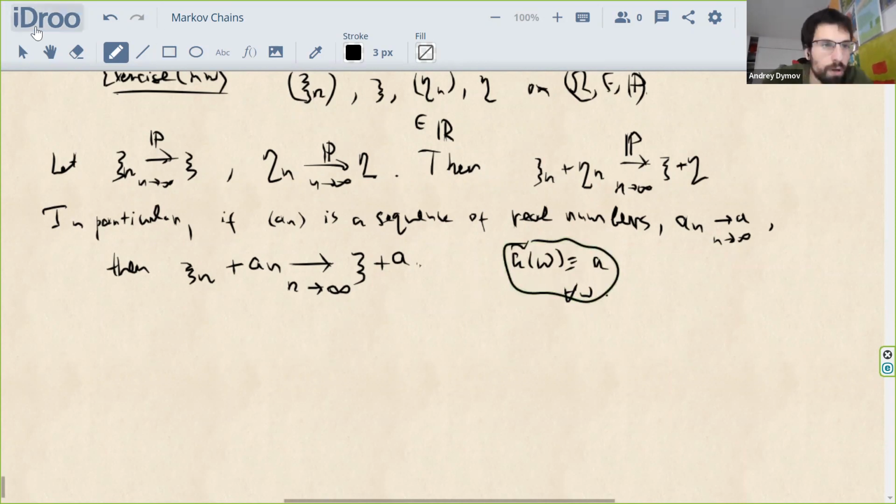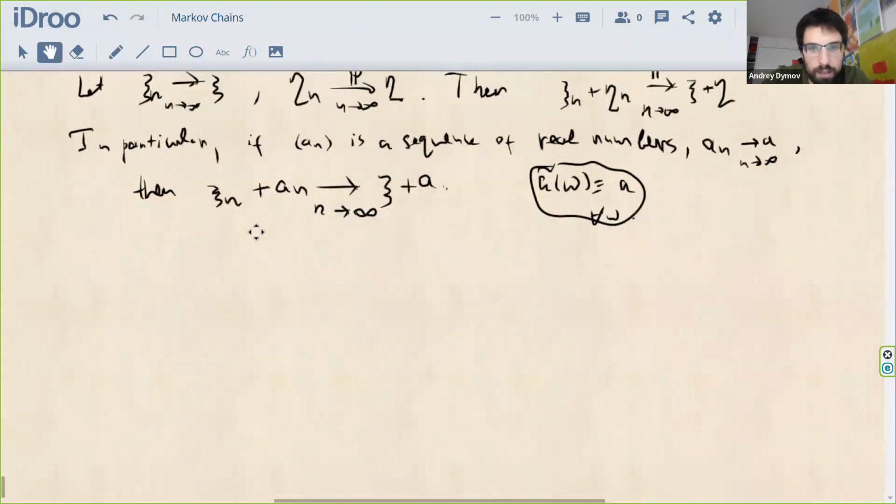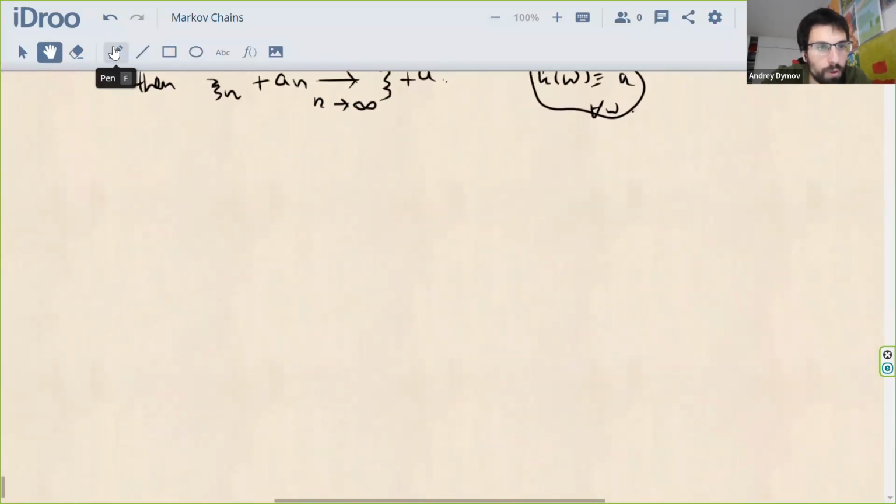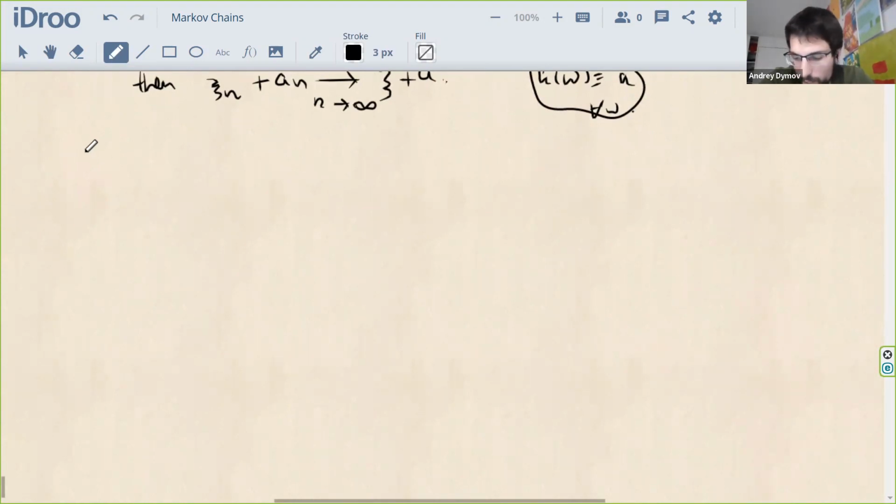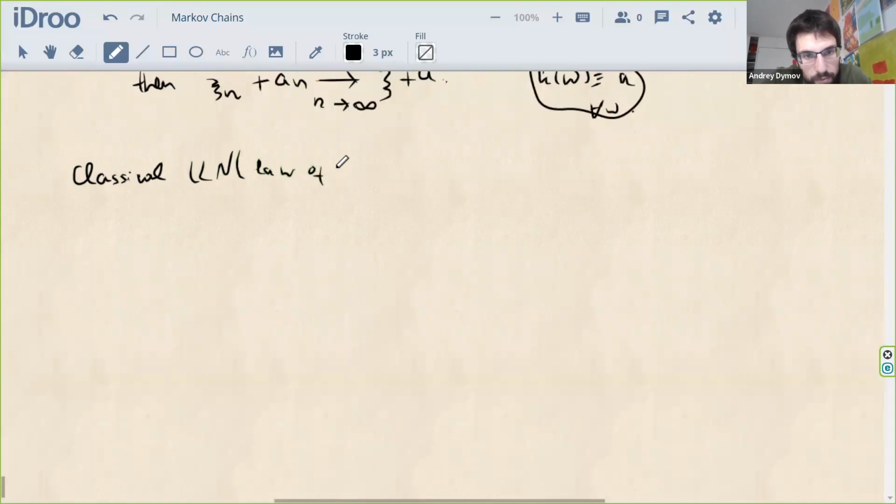Well, now I reminded you what the convergence in probability is, and I'm ready to formulate the classical law of large numbers, LLN.